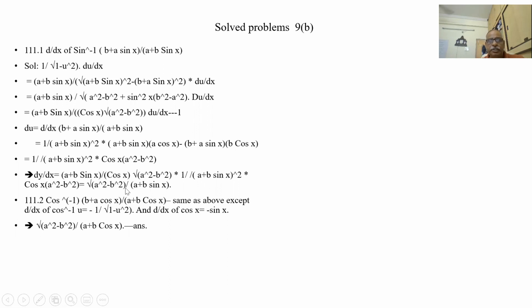So this has been done in two steps. One is assuming this as u, and the derivative of sin inverse u is 1 by square root of 1 minus u square, which has been simplified. And du by dx is separately done by the u by v method. When we multiply these two and cancel out the terms, cos x into a square minus b square, cos x into a square gets cancelled. So what is left is square root of a square minus b square by a plus b sin x.